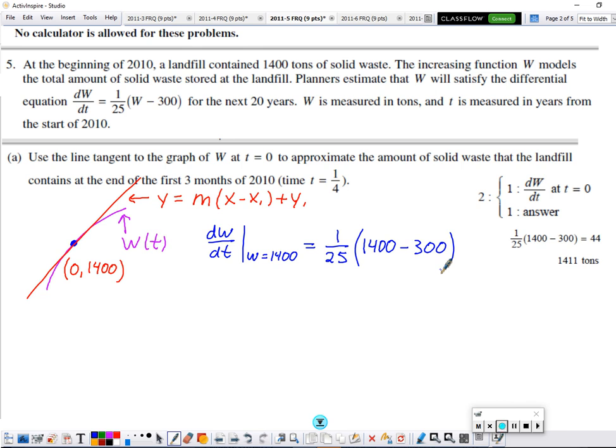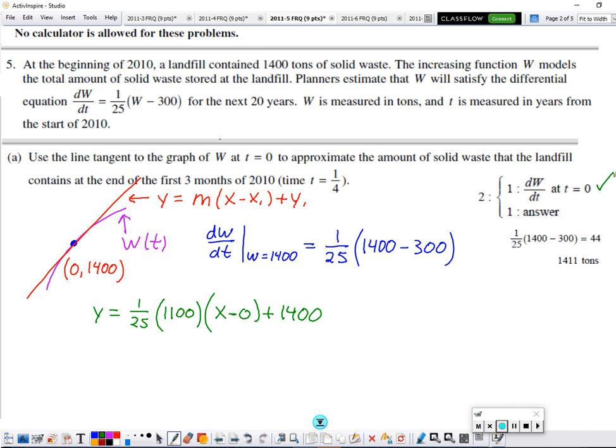Follow-up question. I'm going to keep going because I don't want to make a mistake. So let's see, I'm supposed to use the line tangent. So I've got to write down the line tangent now. I'm going to use it to approximate. So the line tangent is going to be y equals that slope, or I could probably change that to 1,100 over 25. That's pretty easy. Save some writing. Times x minus the x coordinate, which is 0, plus the y coordinate, which is 1,400. I did this just fine. Questions?